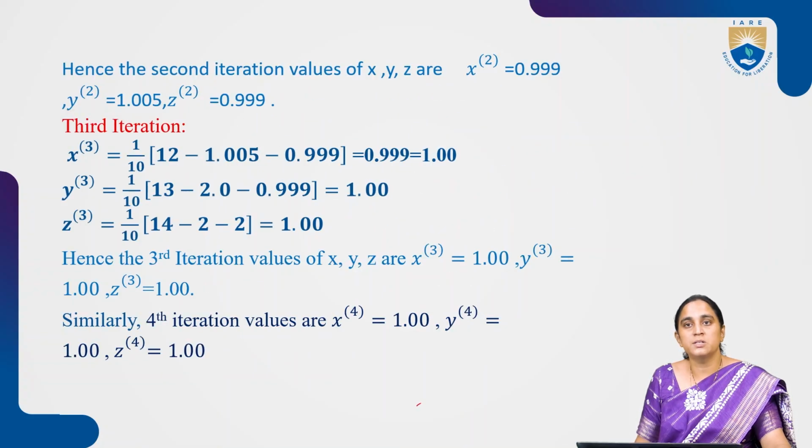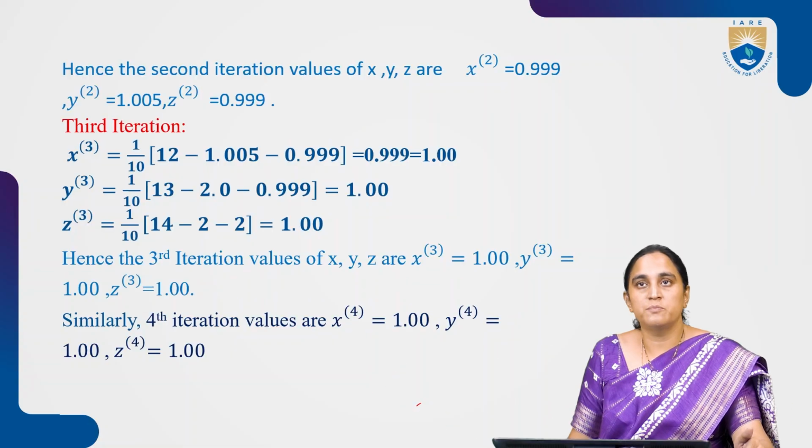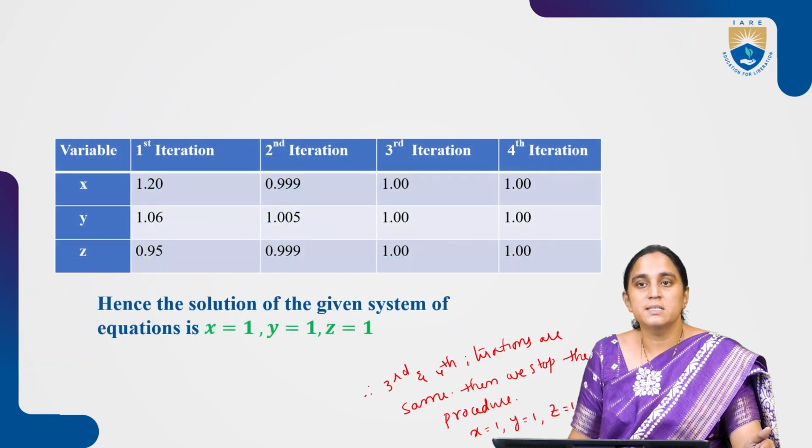The third iteration values are x 1, y 1 and z 1, and I continue with the fourth iteration to verify whether it is similar or not. After verifying, the fourth iteration is also the same: x is 1, y is 1 and z is equal to 1. Therefore we stop the procedure. Therefore, for the given system of linear equations, the unknown values are x is equal to 1, y is equal to 1 and z is equal to 1. This is the Gauss Seidel concept.